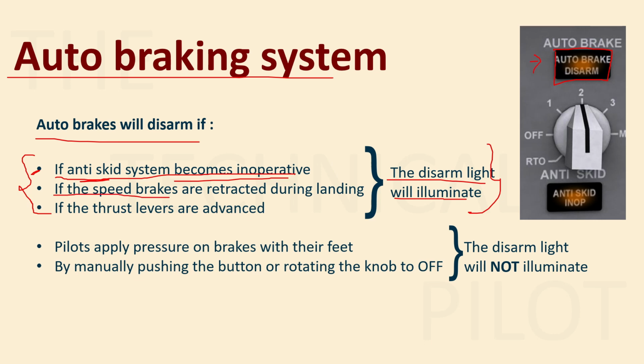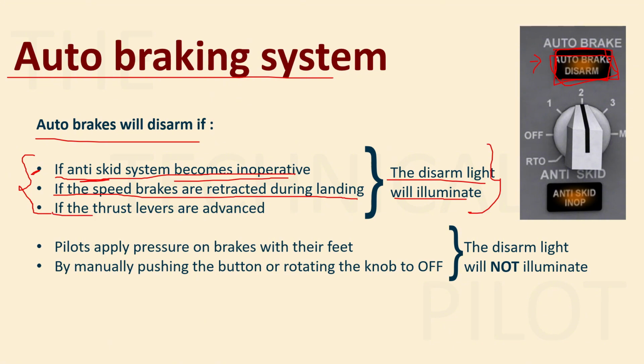And second, if the speed brakes are retracted during landing, right? If you are coming in for landing, you have landed the aircraft while applying auto brakes, and then you suddenly go to the spoilers lever and reduce your spoilers. What will happen? The aircraft auto brake will then disarm. Why? Because the computer is thinking that you might not want to stop the aircraft. You might be preparing for a go around or a missed approach, right? So the computer will disarm the auto brake system. It will again indicate it here, a light will be displayed, auto brake disarm, right?